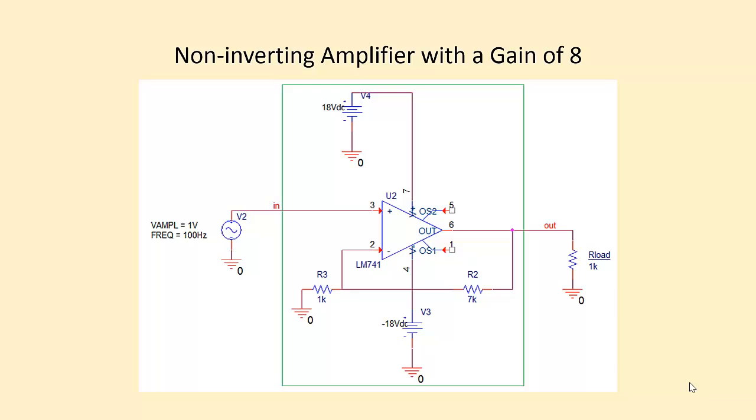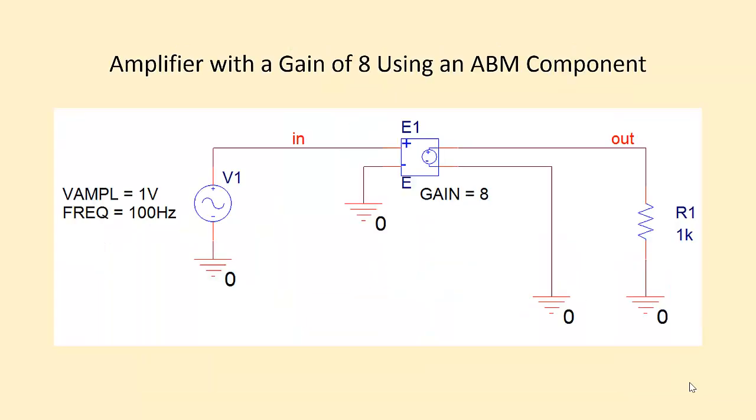Now I have built the amplifier and all the circuitry around it. But what if I want to replace all this by a single block that will take the input and amplify it by 8? In other words, it will multiply it by 8 directly without putting all these components. Well, that is possible if I use the ABM library or the analog library. They both carry a gain block. I set the gain to be 8 this time.